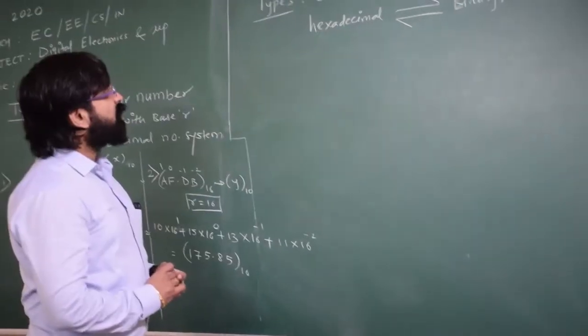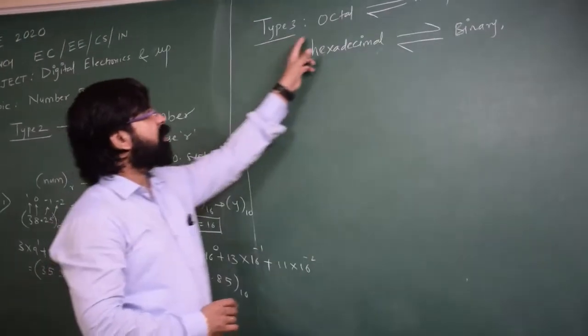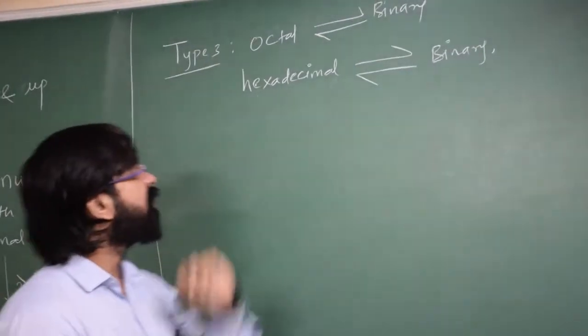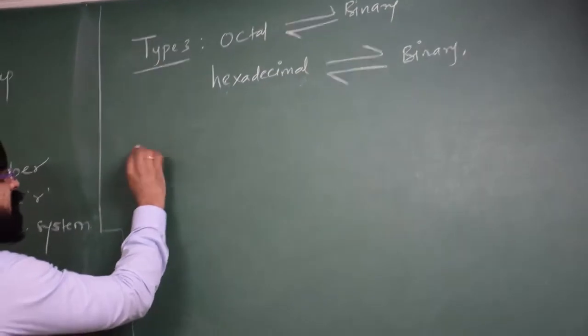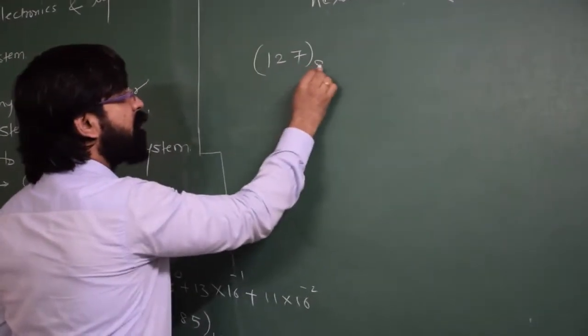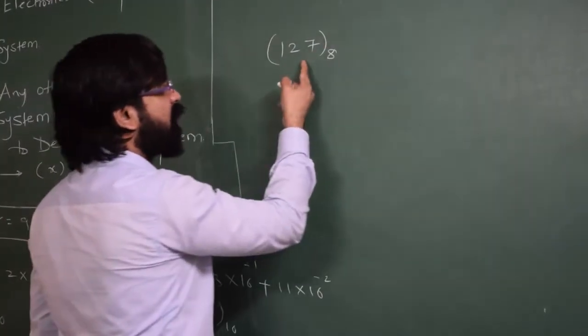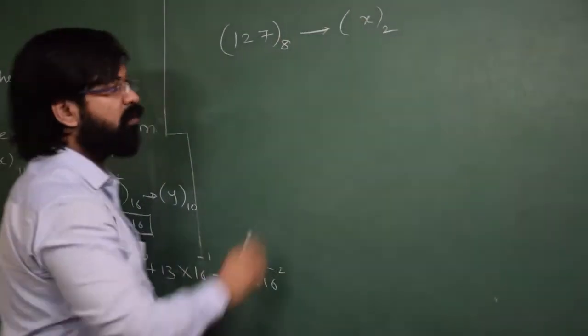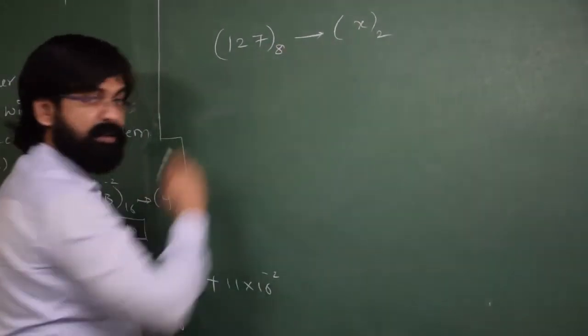Okay, as you can see on the board, type 3 says it is octal to binary and vice versa, hexadecimal to binary and vice versa. So let's start with an example. 127 having base as 8, which is nothing but the octal number system. You have to convert it into a number system having base as 2. So you actually convert octal to binary here.